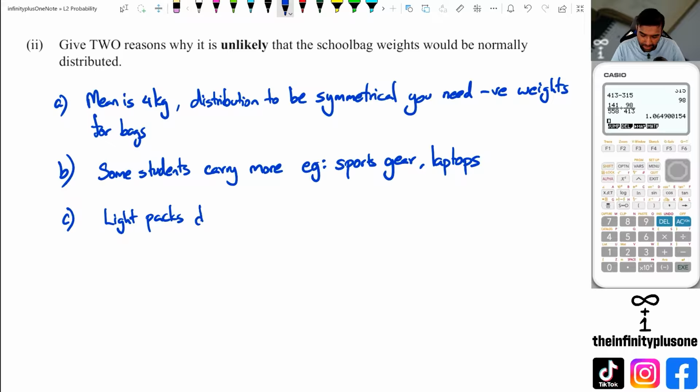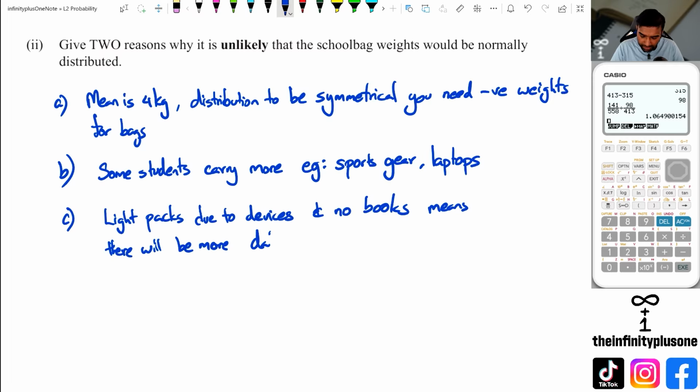Light packs due to devices. I don't know, I'm just throwing ideas out there. Due to devices and no books. Yeah, so there's a few things that you can get creative with here. Now, in terms of, actually, no, I'm going to come back to this. Light packs due to devices and notebooks means there will be more data to the left. And then, this one I need to say, extended tail on right.